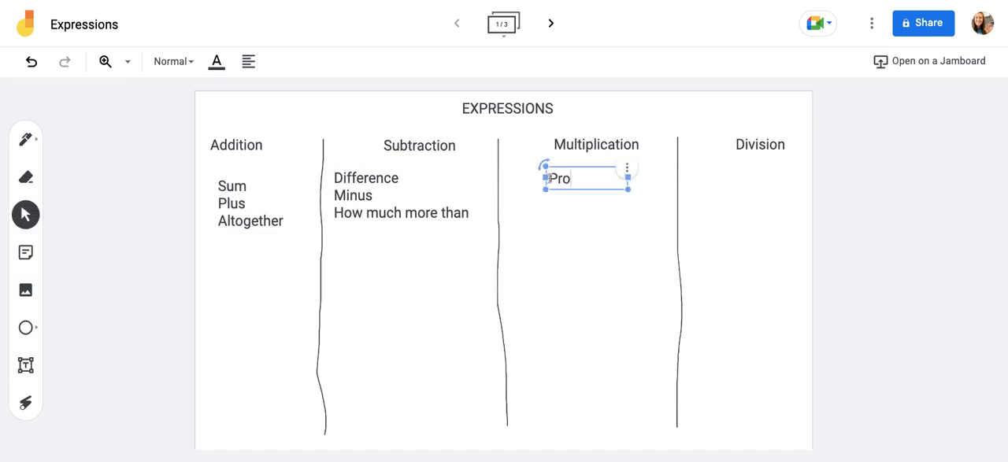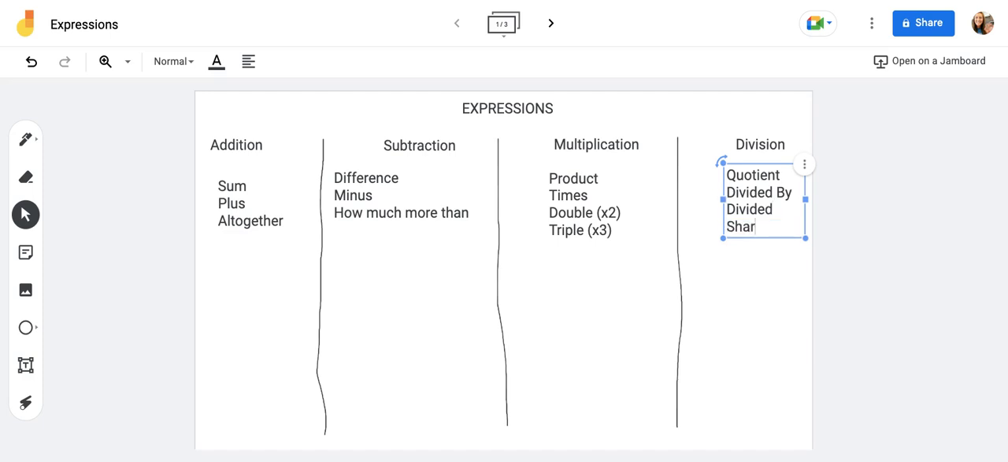For multiplication, we have words like product and times. We've also talked about words like double and triple as well. Double means timesing by 2, and triple means timesing by 3. And for division, we have the word quotient, we have the words divided by, we just have the word divided even. But we've also talked about words like share or split too, that would mean to divide.